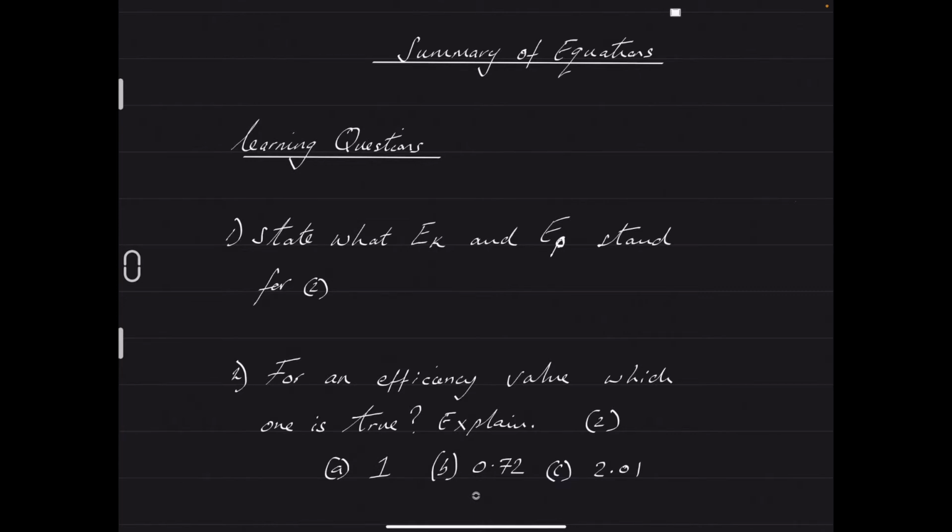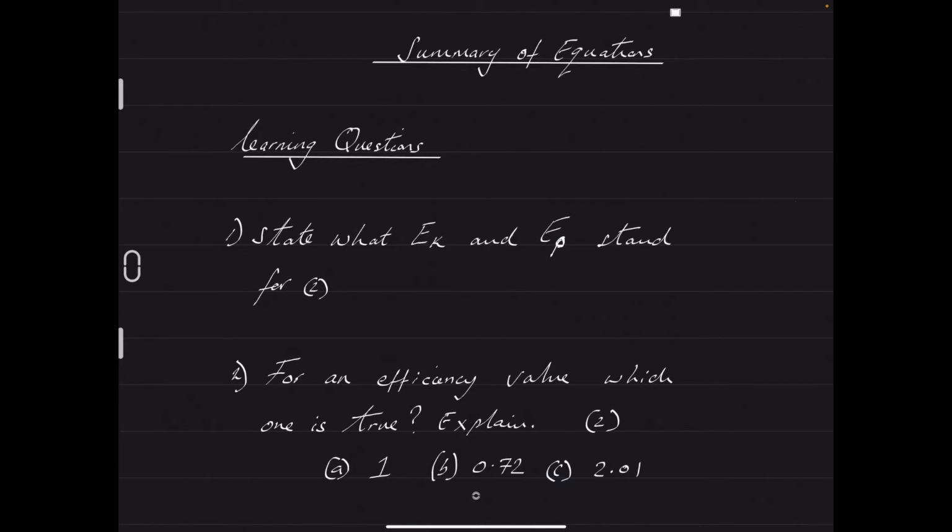So first I want you to put the title, summary of equations, and can you put today's date? And also, can you put the subheading learning questions? And I would like you to answer these 2 learning questions that you see here. So the first one is, state what EK and EP stand for in energy equation. So there are 2 equations, and I want you to identify which one belongs to EK and which one belongs to EP. That is 2 marks.